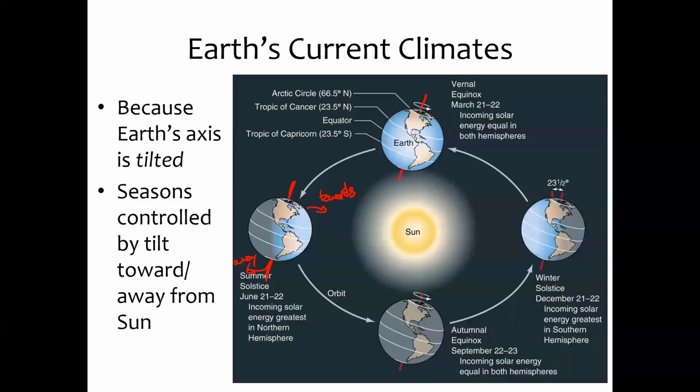When a hemisphere is tilted towards the sun, it's going to have sunlight during a greater part of the day, and more of that sunlight is going to be directly overhead. When the Earth is on the opposite side, then it reverses, and one hemisphere is tilted away, the other hemisphere is tilted towards. So in this diagram, this would be northern summer and southern winter, whereas this is northern winter and southern summer.